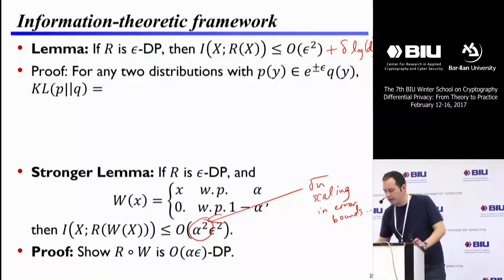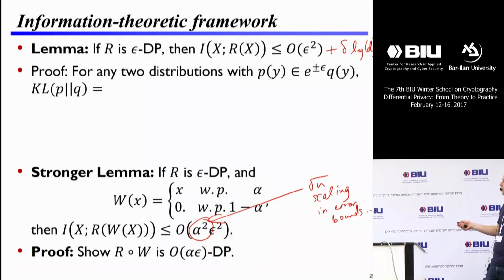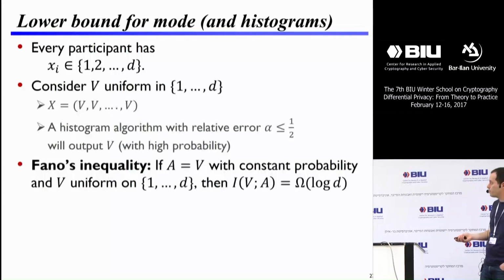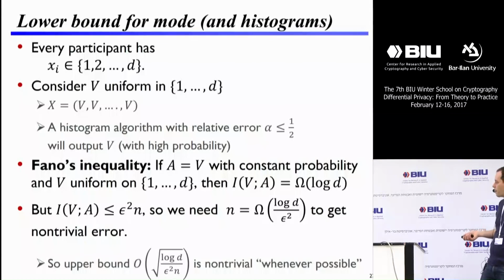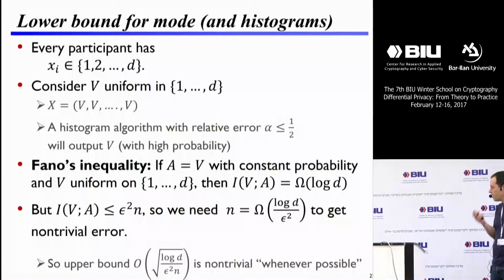And it turns out that in the context we care about, the parameters are such that this delta log d isn't going to change anything. Okay, so unlike in the central case, here the information theoretic proofs actually tell me something about the epsilon delta version of the definition.